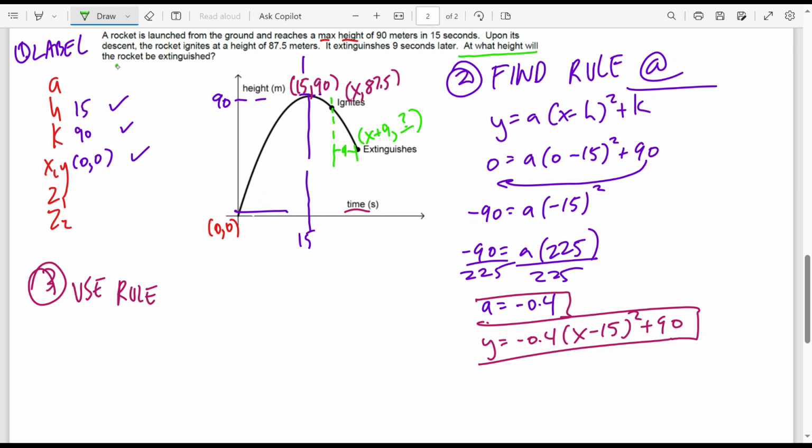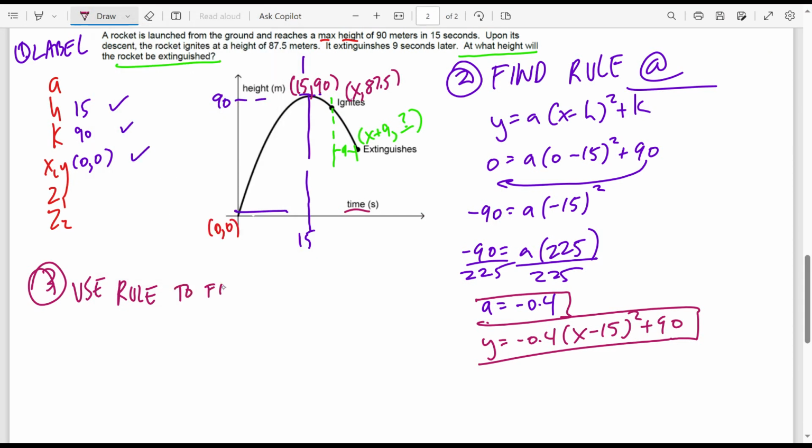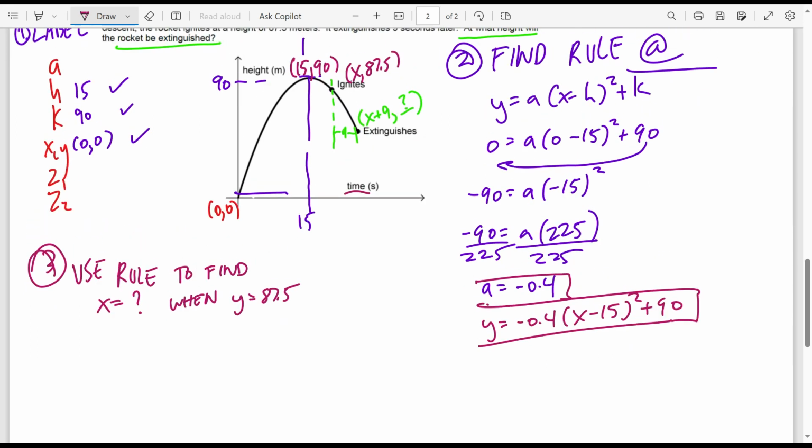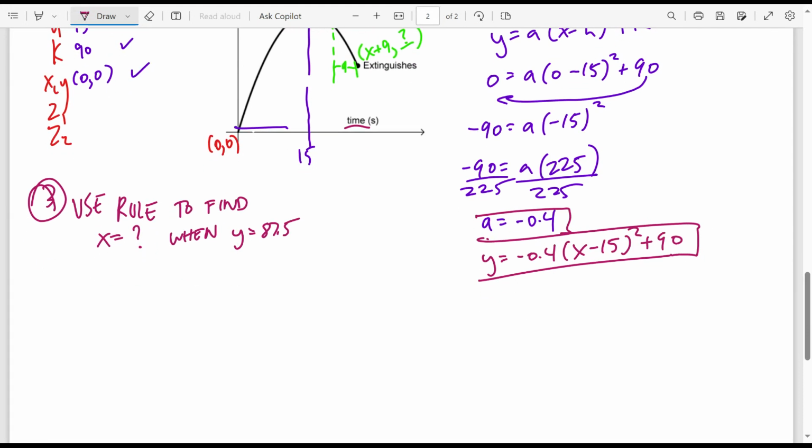3. At what height will the rocket be extinguished? So let's reason through it. Use the rule to find X when Y is 87.5. So this is why we wanted to stick with vertex form, because it just makes it easier for us. I'm going to write out the rule in vertex form: y is equal to negative 0.4 times (x minus 15) squared plus 90. So what I said is we're looking for when y is 87.5. So let's put that in.